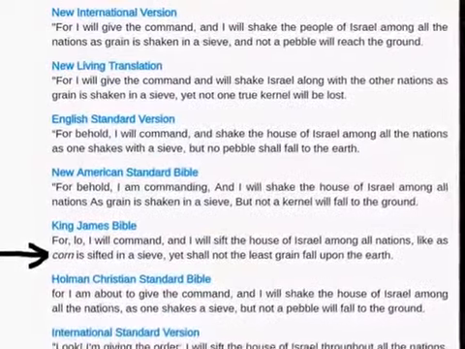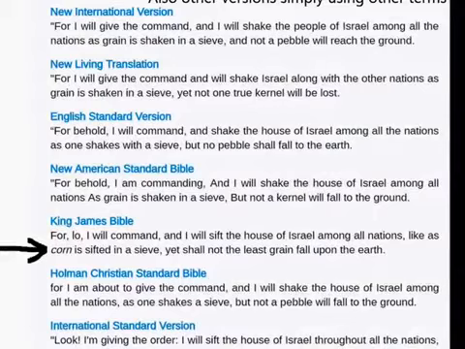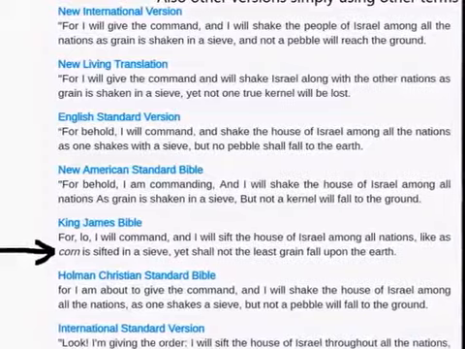Now here you'll see that corn is italicized, which in the KJV means something, and I would encourage you to look that up, and I think you'll find out something pretty cool about that if you didn't know it already. Most KJV folks know what that means.